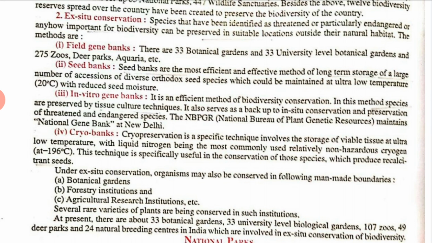So in vitro gene banks, in this way we have the National Gene Bank at New Delhi also. Now, in this way we can create different types of banks to protect our particular species, which is ex situ as well as in situ conservation. And lastly, we have carrier banks also, right? So in this way we can take the help of banks for the conservation of species.